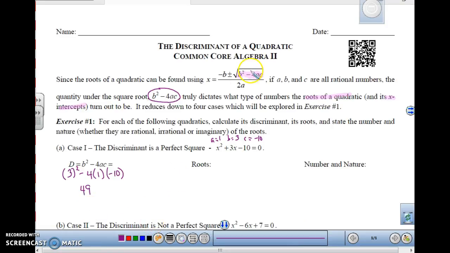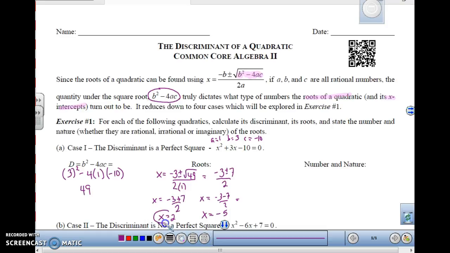So if I took the quadratic formula right now and plugged 49 into the square root, I would get x equals negative b, which is negative 3, plus or minus the square root of 49, all over 2 times 1. So this is actually going to be negative 3 plus or minus 7 over 2. There are 2 answers here. Negative 3 plus 7 over 2 is 4 over 2, which is 2. And x equals negative 3 minus 7 over 2, which is negative 10 over 2, which is negative 5.